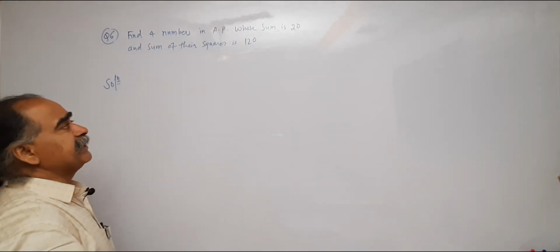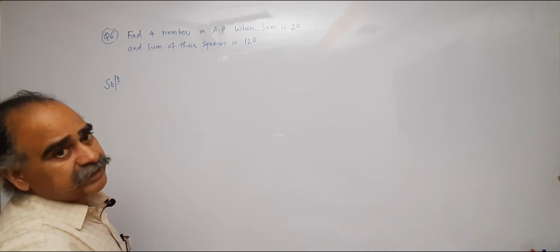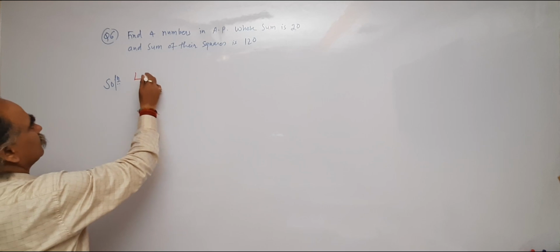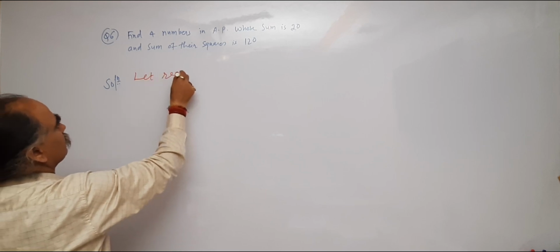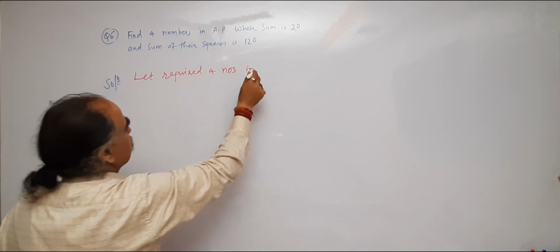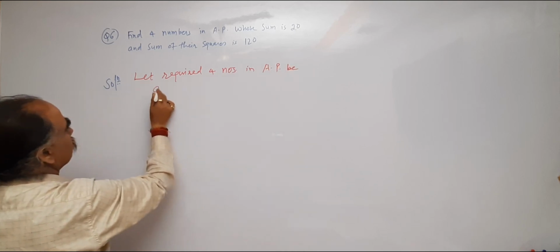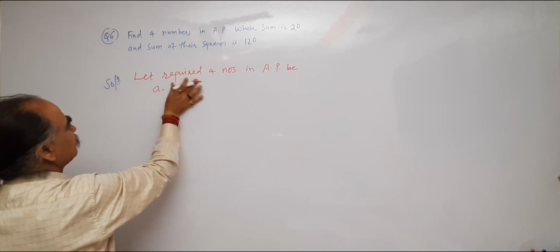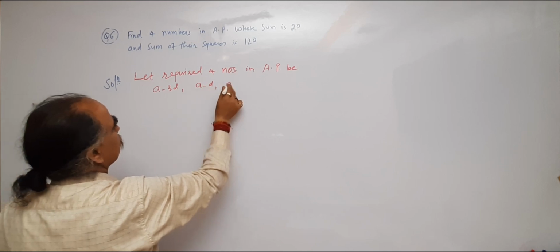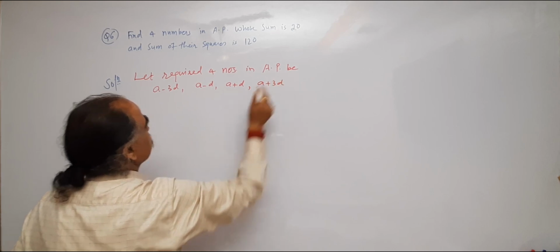Find 4 numbers in AP whose sum is 20 and sum of their squares is 120. Let the required 4 numbers in AP be a minus 3d, a minus d, a plus d, a plus 3d.